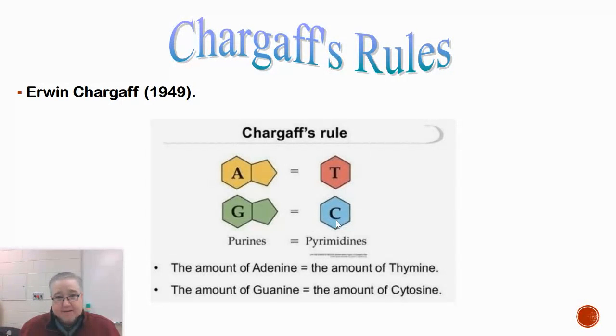Guanine and cytosine, the same thing. The amount of guanine and the amount of cytosine is always the same. So, for example, in a DNA molecule, if let's say 20% of the DNA is made up of guanine, well, that means that 20% is also made up of cytosine, because these two things are always found together, in the same amounts. So adenine with thymine, guanine with cytosine, that's Chargaff's rules.